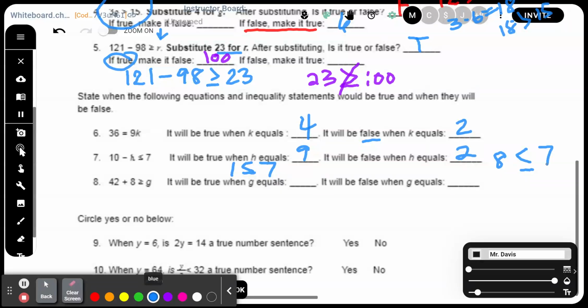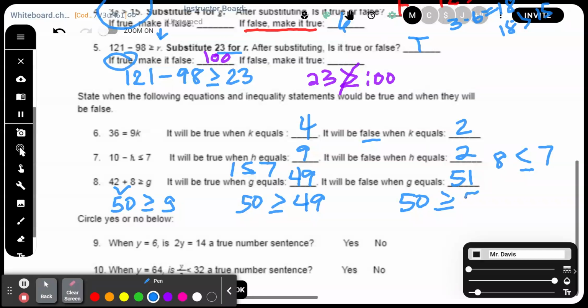Number 8, 42 plus 8 needs to be greater than or equal to g. So 50, which is what I get when I add 42 and 8, needs to be greater than or equal to g. What should g be to make this true? G needs to be less than or equal to 50, right? So I could put in 49, because 50 is greater than 49. And to make it false, I could go with something like 51, because 50 is not greater than or equal to 51. Therefore, I just made it false.